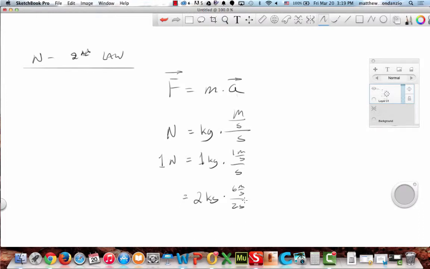So 6 meters a second divided by 2 seconds is what? 3 meters per second squared times 2, which is 6 newtons. No one answered me correctly except for one student, so I'm just going through it.